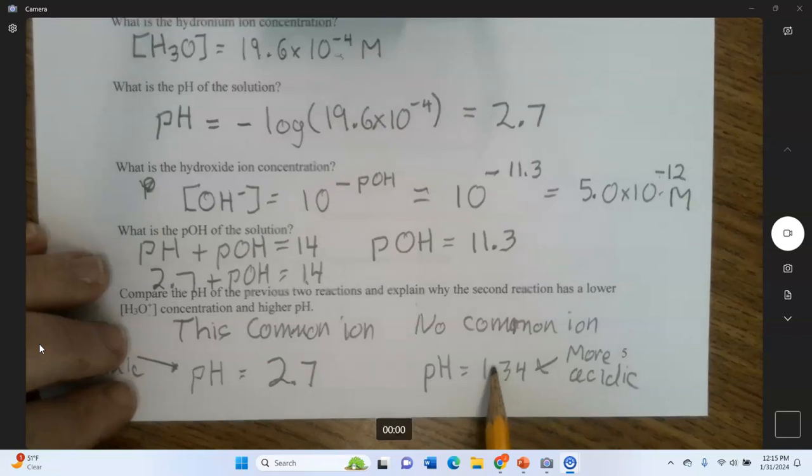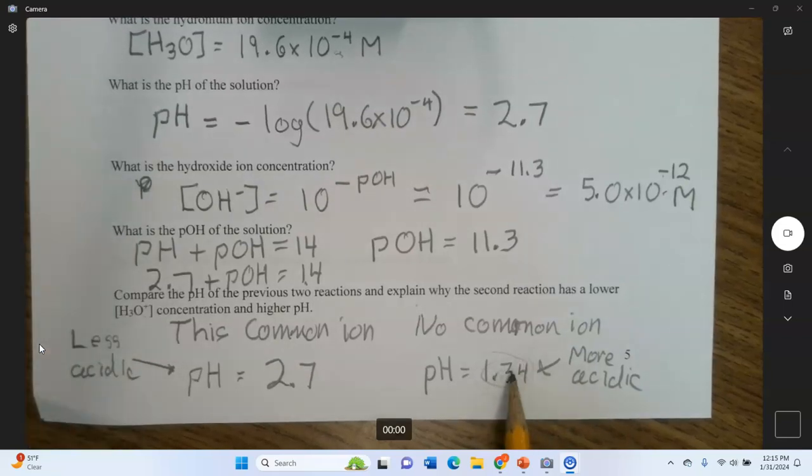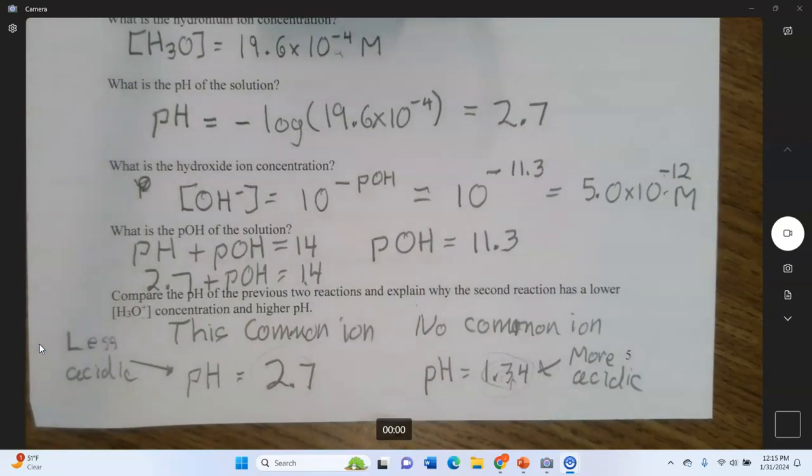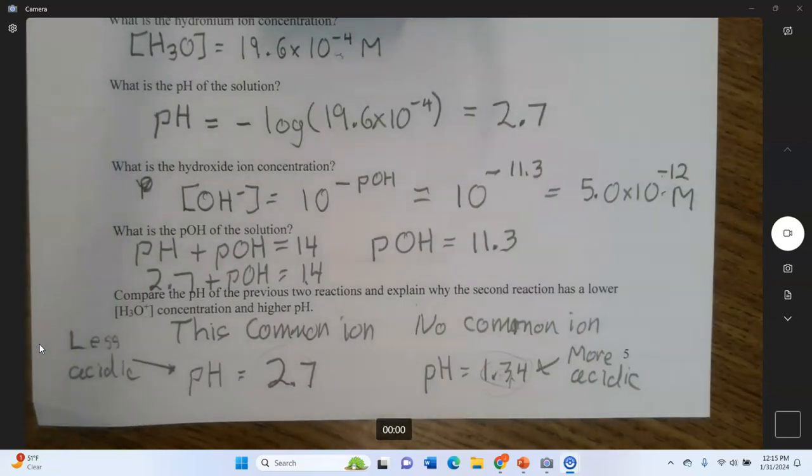You have no common ion. That's the last problem. This problem was 2.7 right there. So it's a less acidic solution with a common ion.